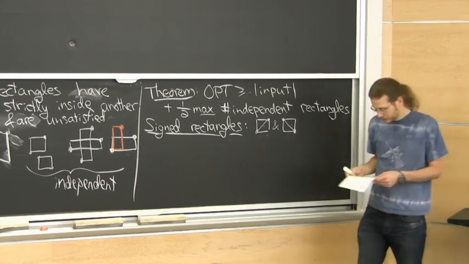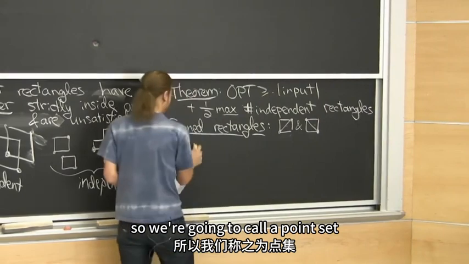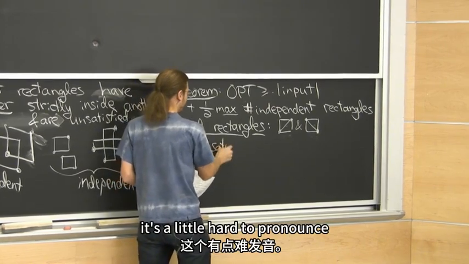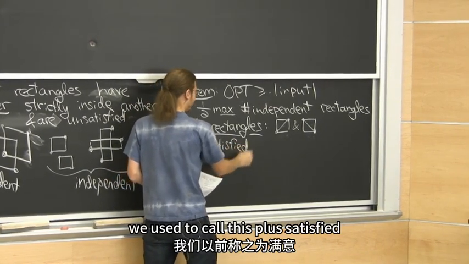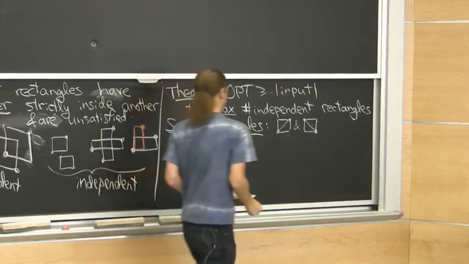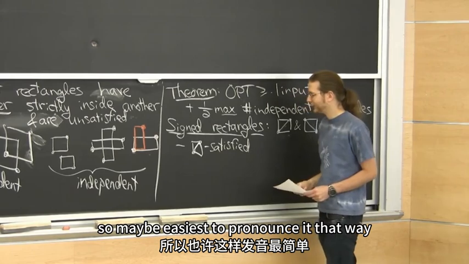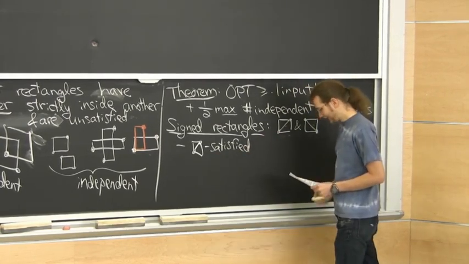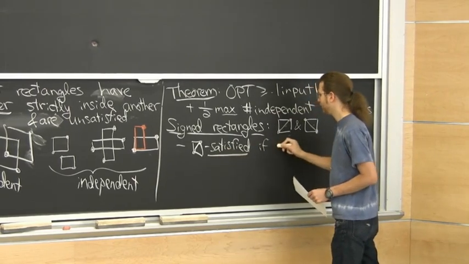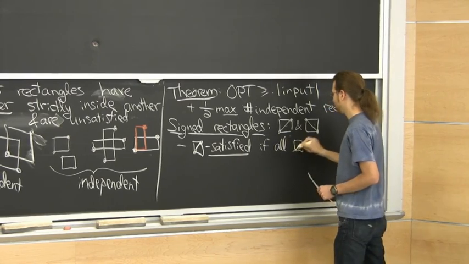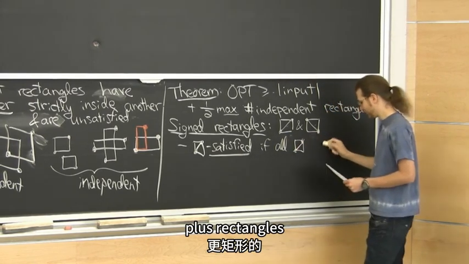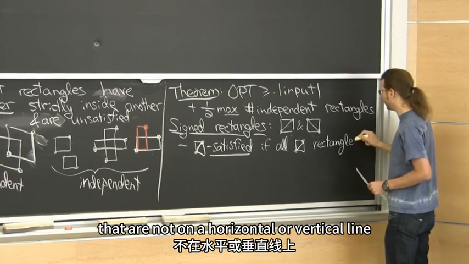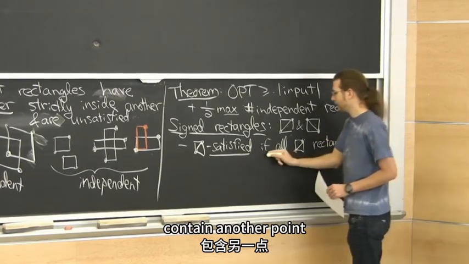So we're going to call a point set, it's a little hard to pronounce, we used to call this plus satisfied. So maybe it's easiest to pronounce it that way. The symbol formerly known as plus satisfied. If all plus rectangles that are not on a horizontal or vertical line contain another point.